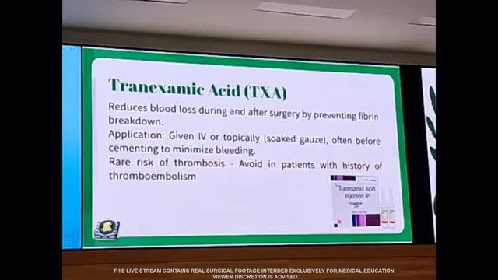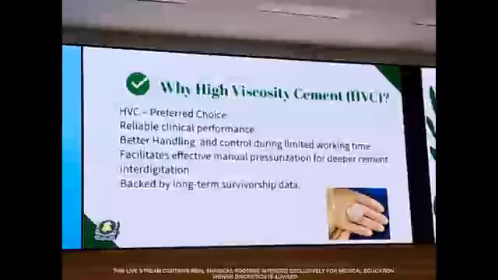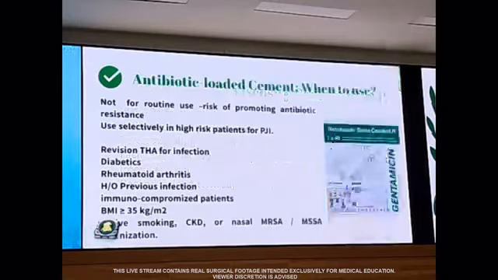Tranexamic acid reduces blood loss during and after surgery by preventing fibrin breakdown. Give IV or topically before cementing to minimize bleeding. Usually use high viscosity cement. Studies suggest reliable clinical performance, better handling and control during limited working time, and facilitate effective manual pressurization, but deeper cement interdigitation is not backed by long-term survival data.